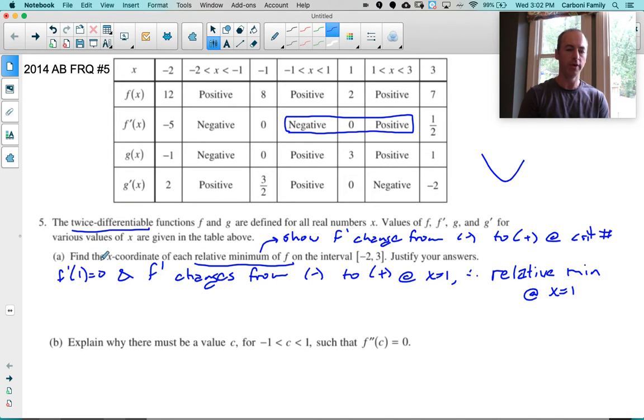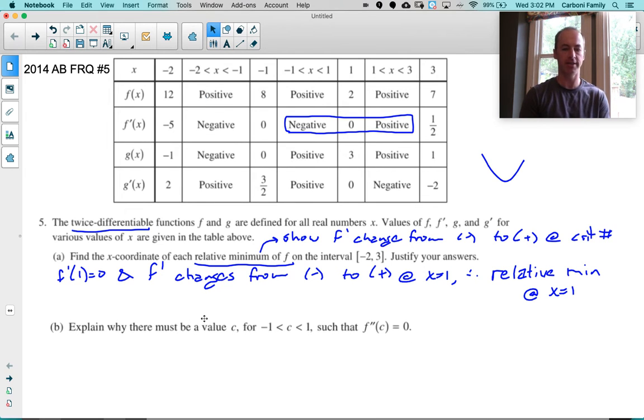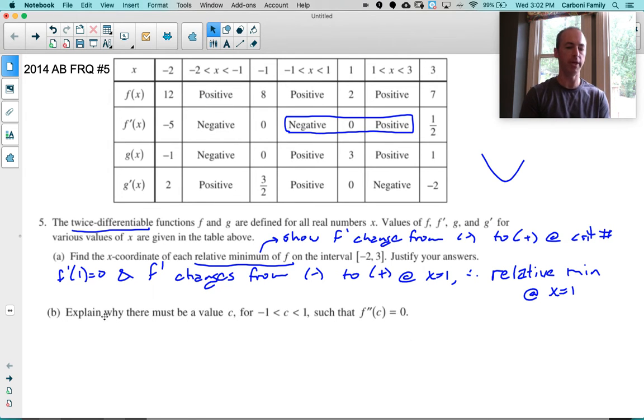And the way they worded this, they said find the x-coordinate of each relative minimum, not is there a relative minimum. So the way it's worded tells you that one will exist, and that's kind of a nice thing. And they do the same thing on part B. Explain why there must be a value c for which f double prime of c equals 0. They don't ask you to determine if it happens. They tell you it happens. We just have to explain why.